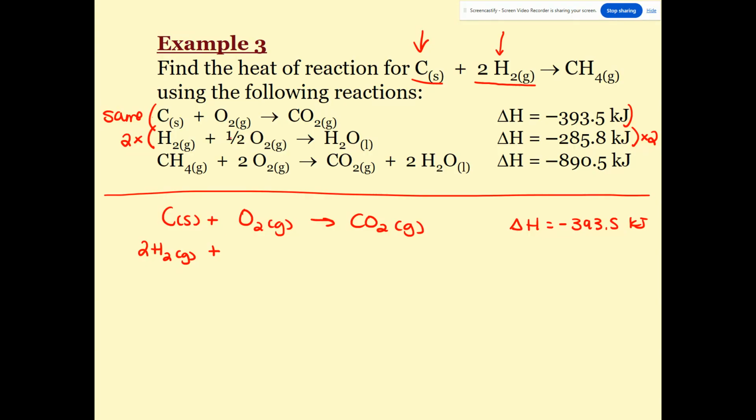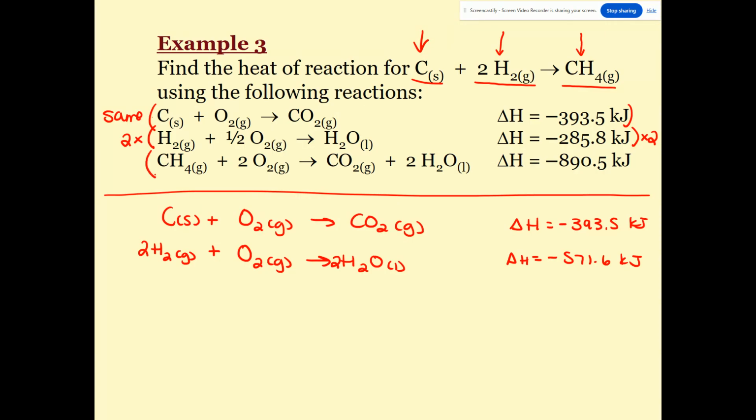plus 2 times 1/2 is going to give us a whole oxygen gas, and we are producing liquid water in that process. So 2 moles of liquid water, because I'm doubling everything there. So my delta H is now double. Negative 285.8 times 2 is negative 571.6 kilojoules. Okay? And then my last reaction, I need 1 mole of methane on the product side.